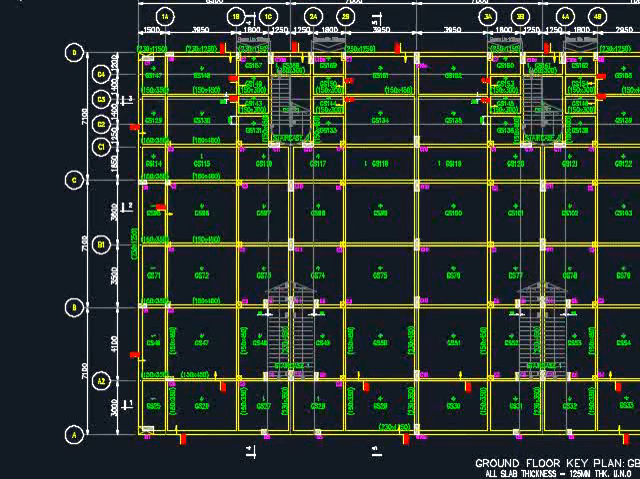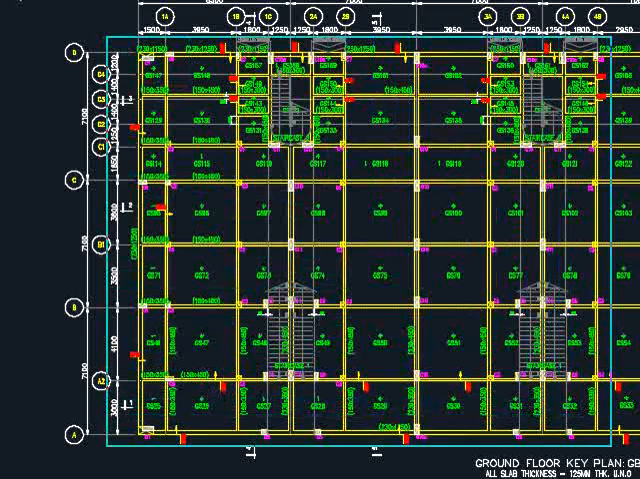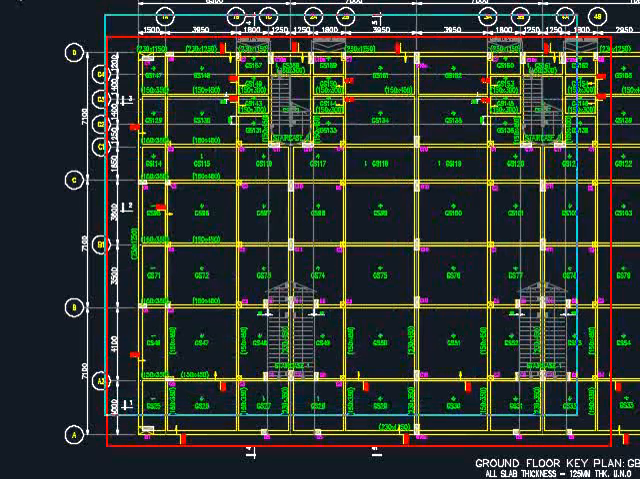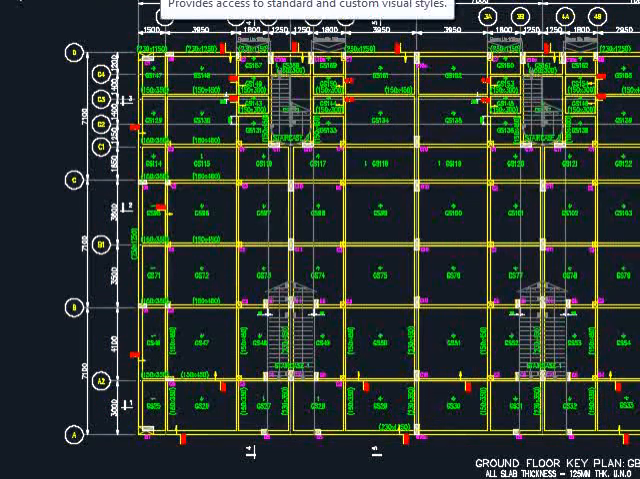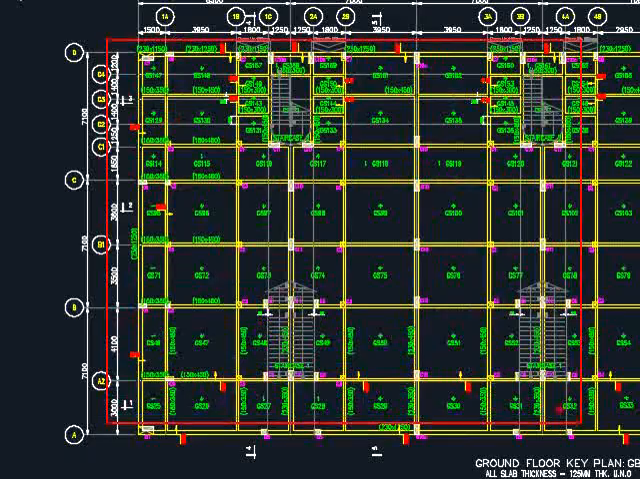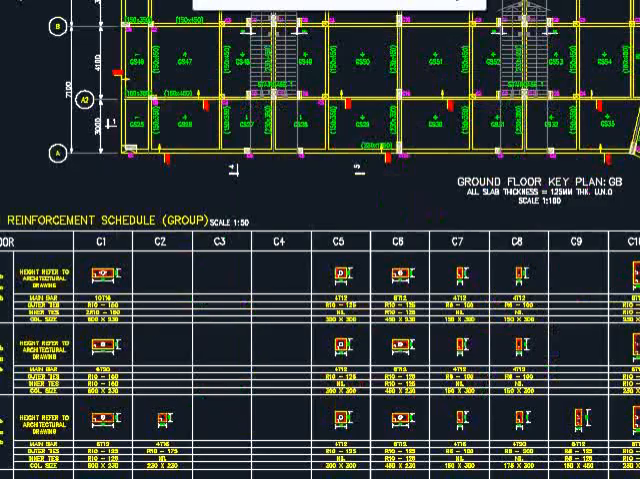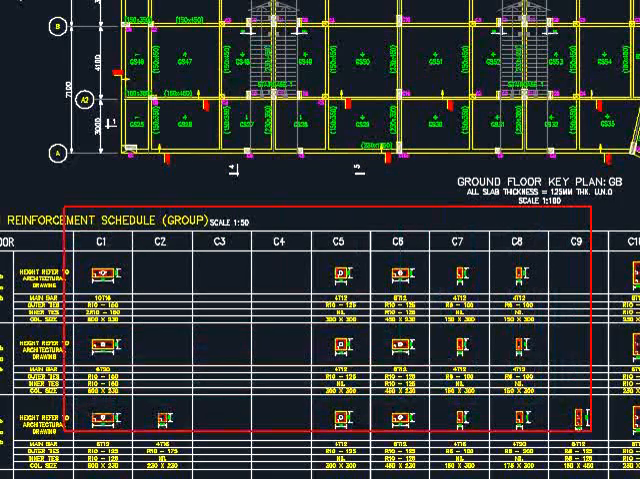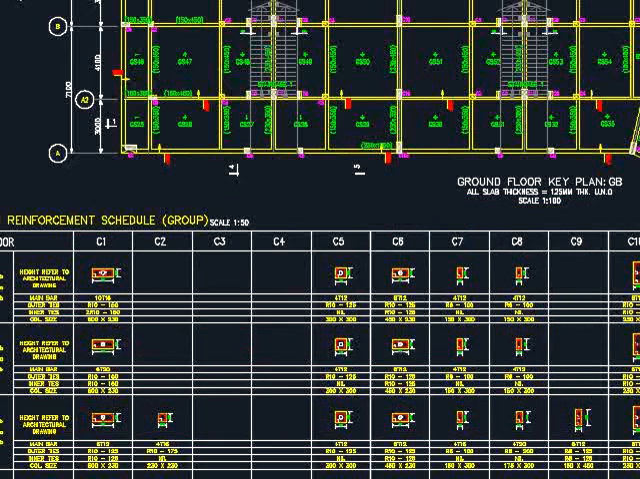We also mentioned the grouping of the columns. Let's say now you see the key plan here. There are so many columns here. Through your calculations, in fact, you can have a different design for each column, but this is not practical. You can always group the columns so that you have several groups as compared to the total columns available in the structure.